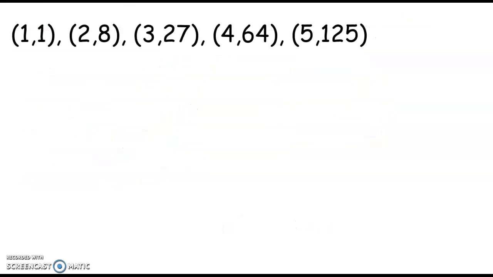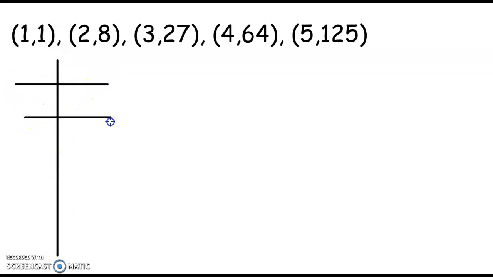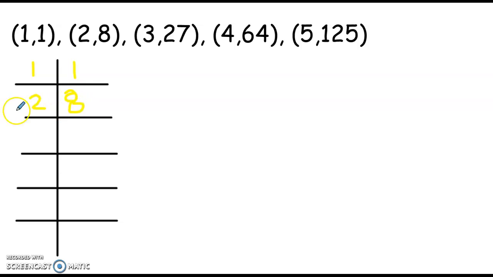All right, let's look at 1, 1, 2, 8, 3, 27, 4, 64, 5, 125. So again, I'm going to put it in table format just to make it easier for my noggin to see the numbers and be able to look at where they're going to become constant. So this time we've got 1, 1, we've got 2, 8, we've got 3, 27, we've got 4, 64, and 5, 125.